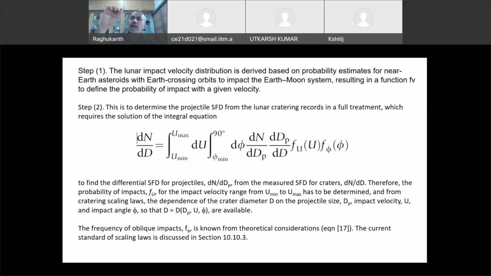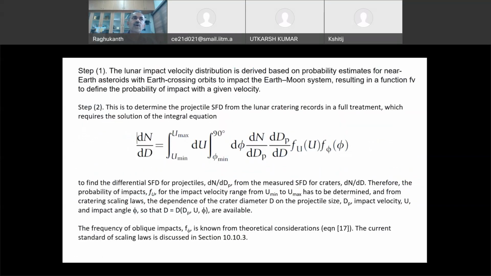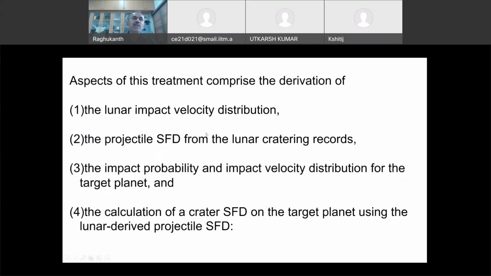Apart from the projectile diameter, velocity, and angle, density also plays a major role, whether it's an iron meteorite or something else. People have tried porous and non-porous projectiles, because comets will have less density, but asteroids will have more density. One can use this. So these two steps are done: the lunar impact velocity distribution, and the projectile size frequency distribution.